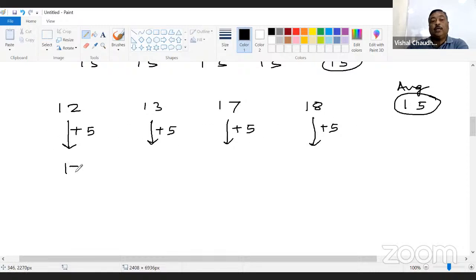So this is your 17 now, this is your 18, this is your 22, and this is your 23. So 17 plus 18 is 35, 35 and 22 is 57, 57 and 23 is 80. 80 by 4, it is 20. So as you can see, the average has also increased by 5. So a rule comes out from here.